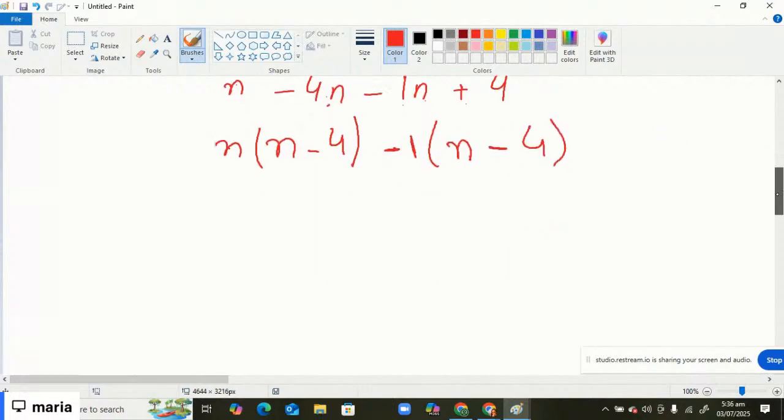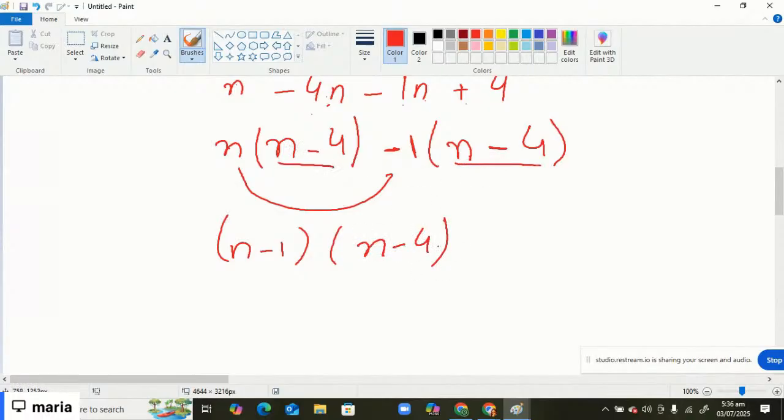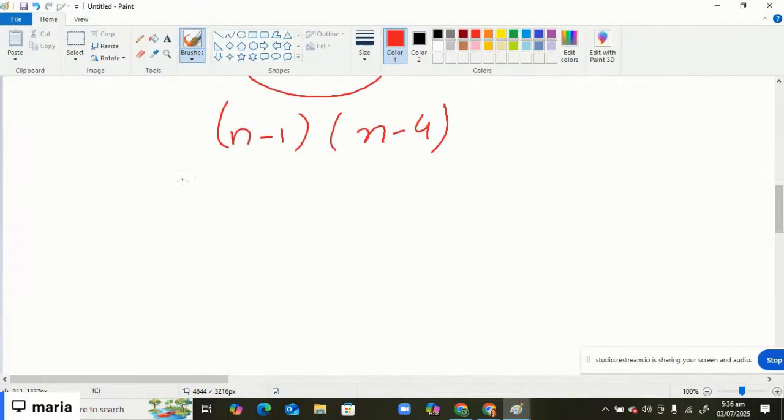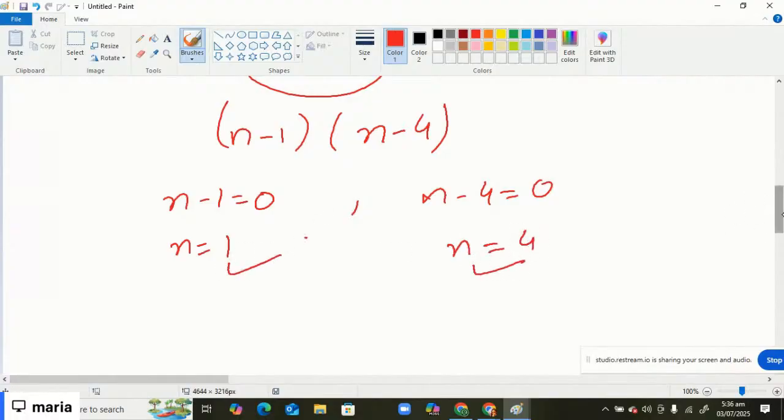Now one factor I'm going to write outside the brackets, that is n minus 1, and the other factor we write inside the bracket. These both are the same, so we put it only once: (n minus 1)(n minus 4). Now we put both equal to 0. What is the value of n here? That is 1. What is the value of n here? That is 4. These are the two values of n.